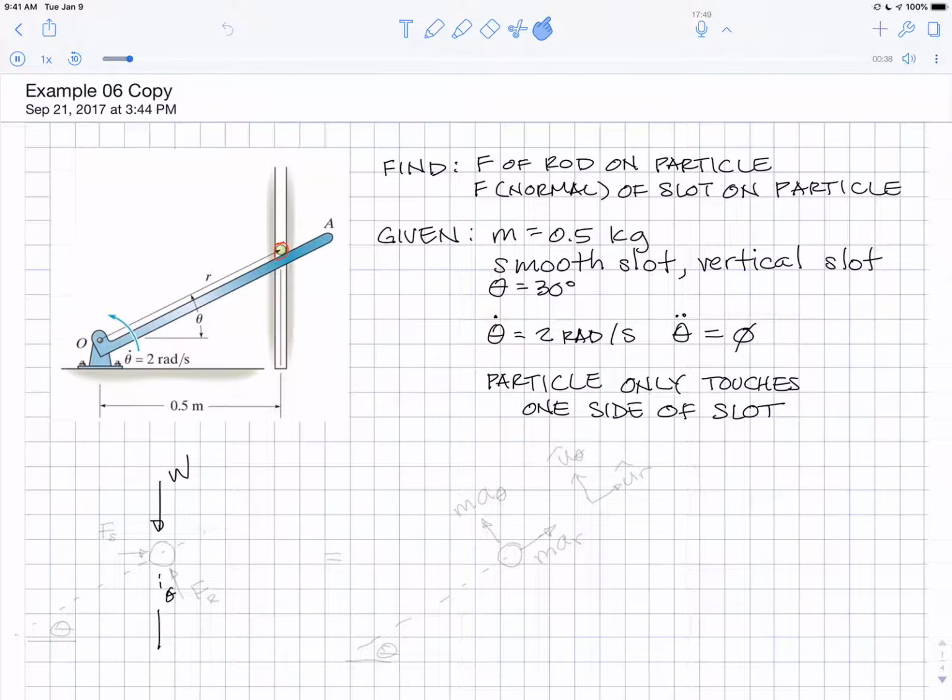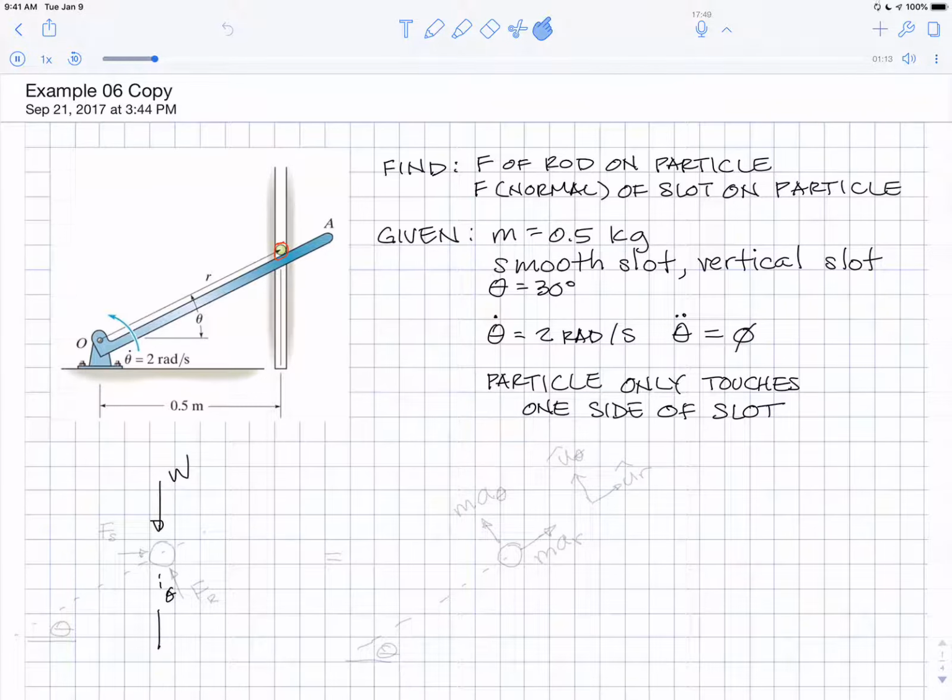And so what we need to do is find the force of the rod on the particle and the force of the slot on the particle, and that would be hard to do if both sides of the slot were pressing on the pin. And so it's saying that the slot can only press on either the left side or the right side. And so we just have to guess that force being left or right, and if we get a negative sign, it means the other side was pushing on it.